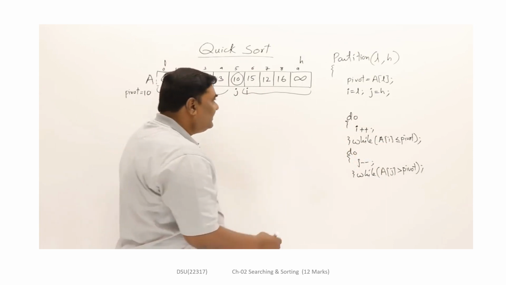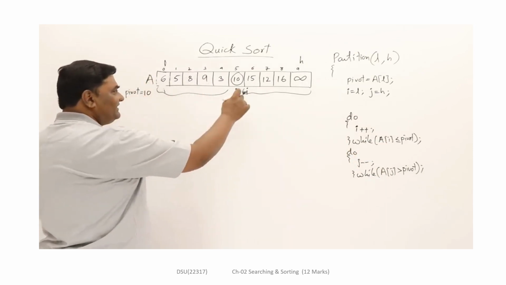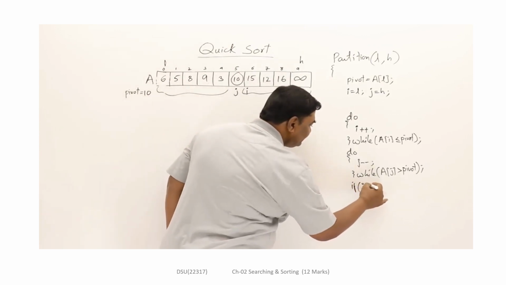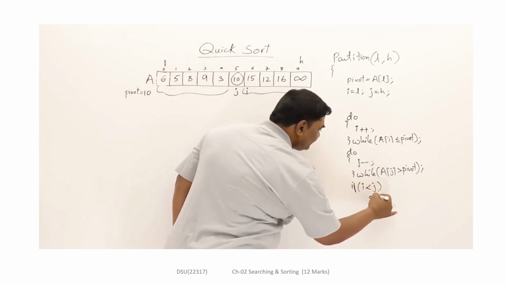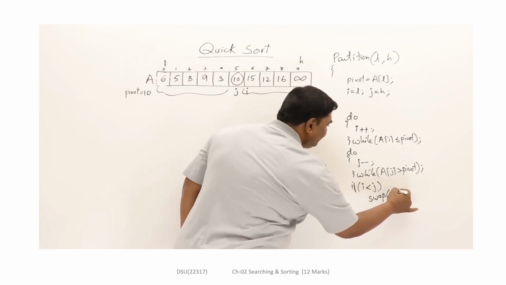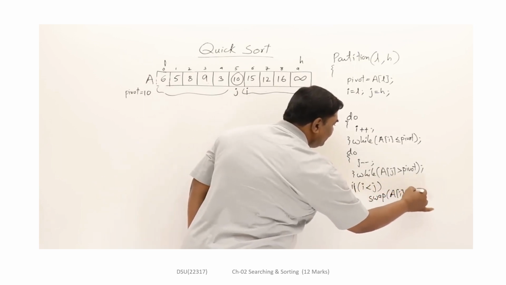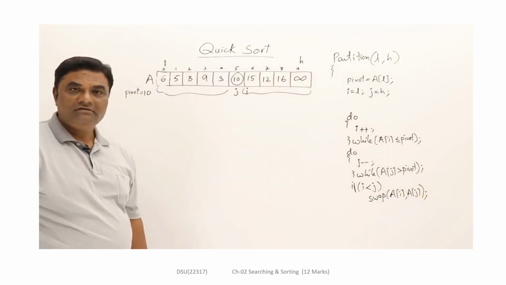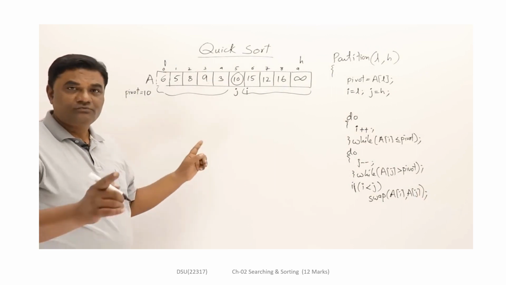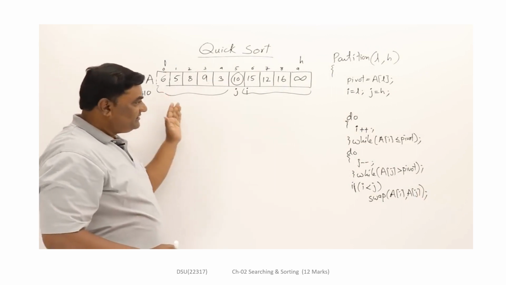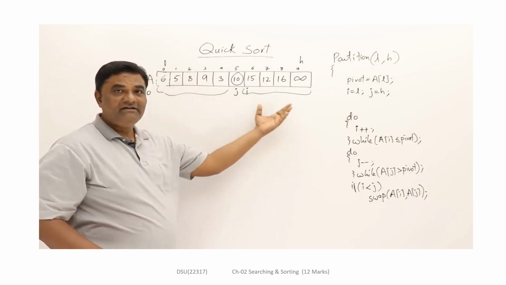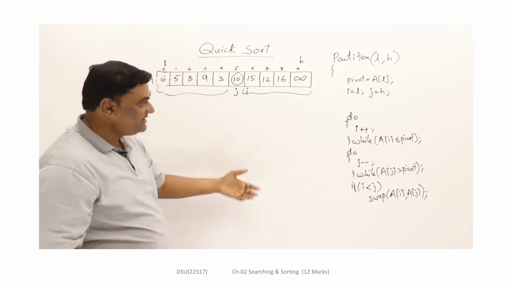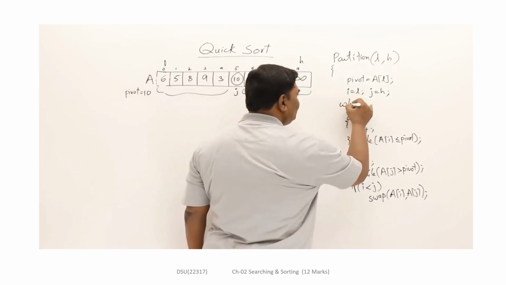Then what to do? If I is on this side and J is on that side only, then interchange the elements. If I is less than J, swap A of I with A of J. This is just one comparison. Then again continue: increment I, continue decrementing J, compare them and swap. So this process has to be repeated. So I will write this whole thing in a loop.